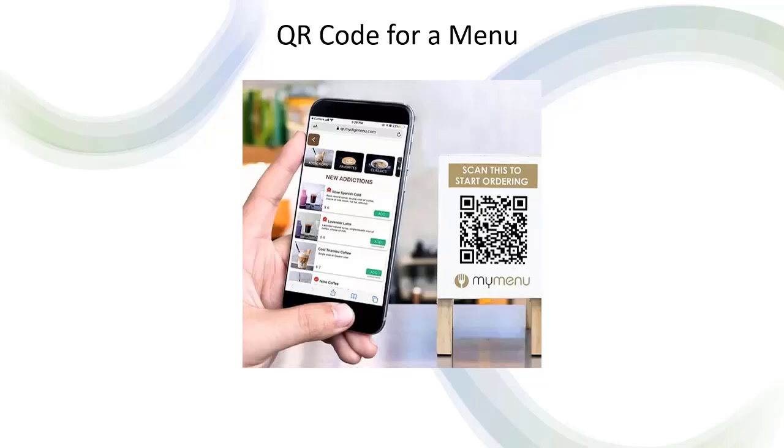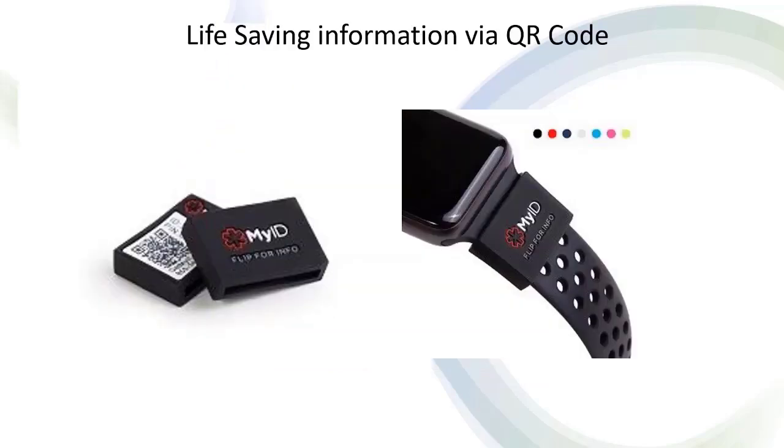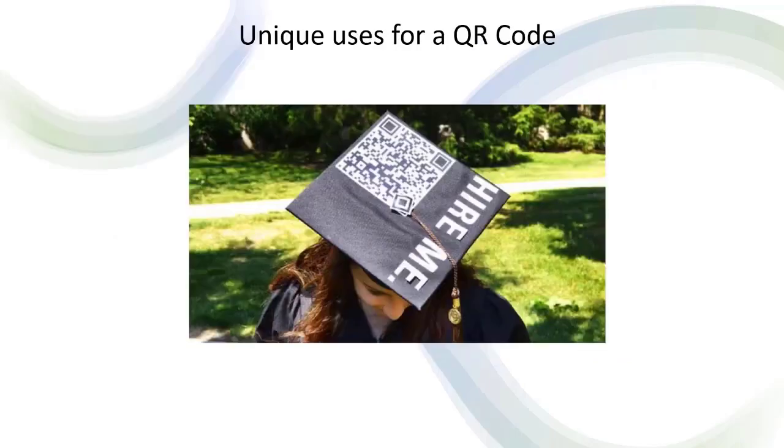If you own a restaurant, you can create one as a point of contact to get to your menu. And as we mentioned last week, there are a lot of life-saving information via QR codes and different ways to do it. This is one way where you create the QR code, put it on a little device that sits on the end of the band of your watch.